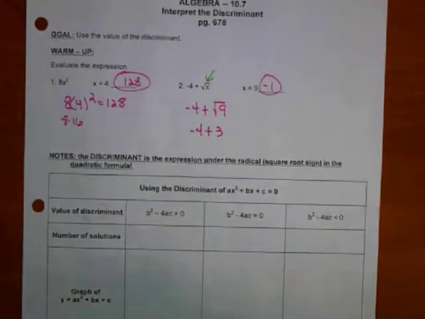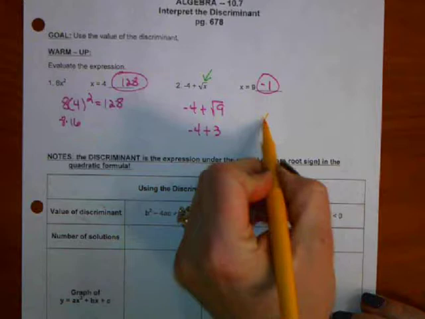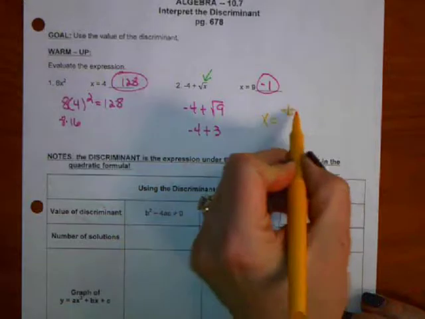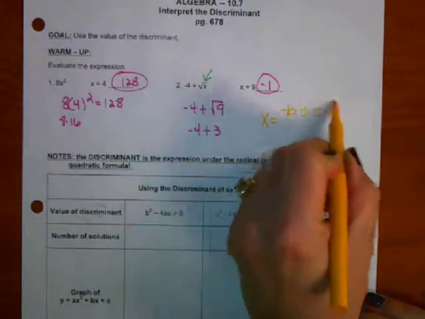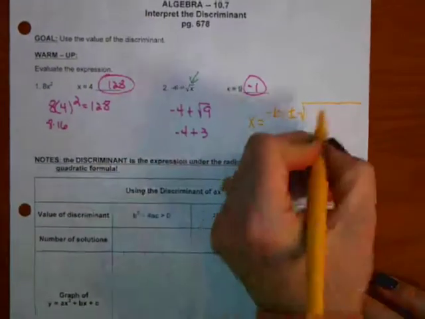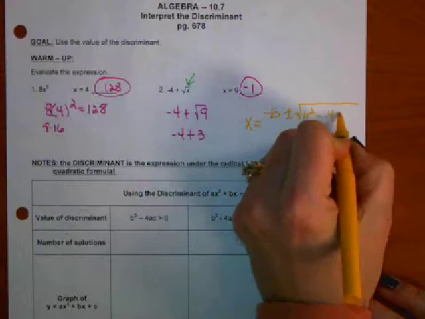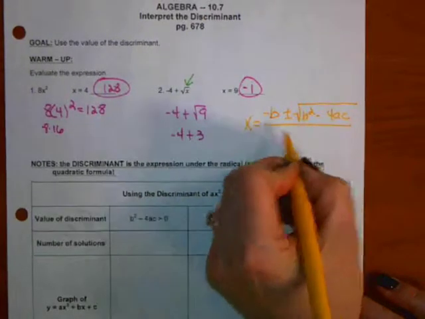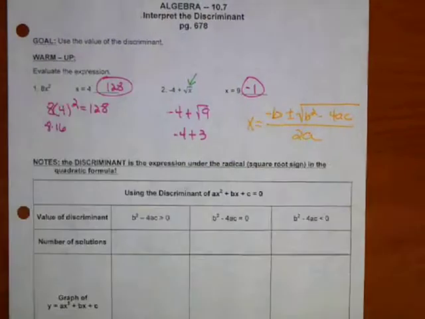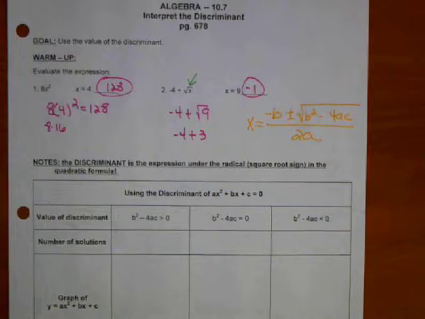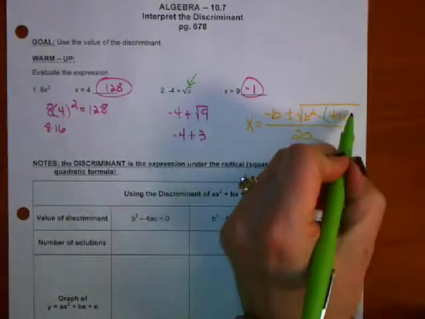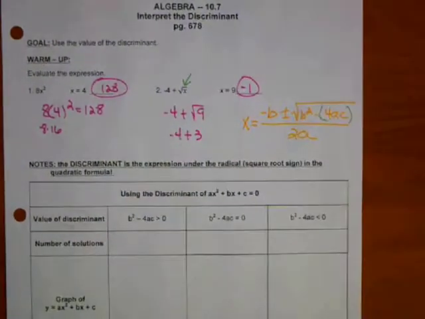You ready? X equals negative b plus or minus the square root quantity b squared minus 4ac, all divided by 2 times a. And where would we put parentheses in there? Around the 4ac.